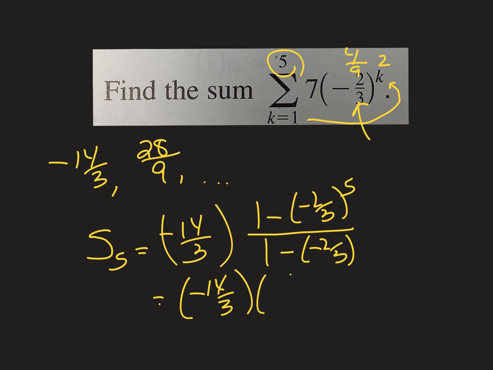When I type in that whole fraction, I got 55 over 81. And now I've got to multiply those two. So I'm on my calculator again, open negative 14/3 times 55 over 81. A bunch of parentheses again. I'm going math fraction, and I get this for my final answer, the final sum, negative 770 over 243.